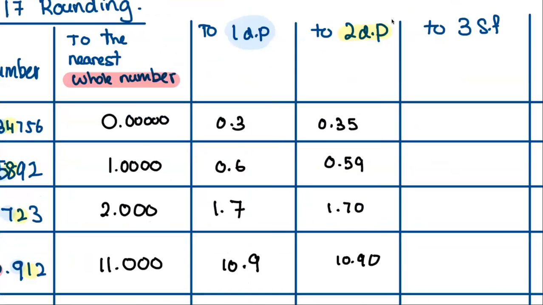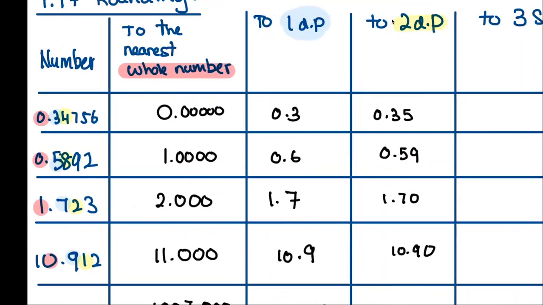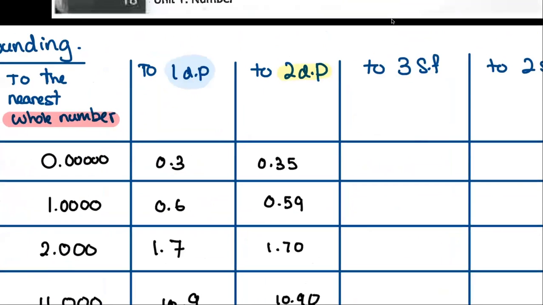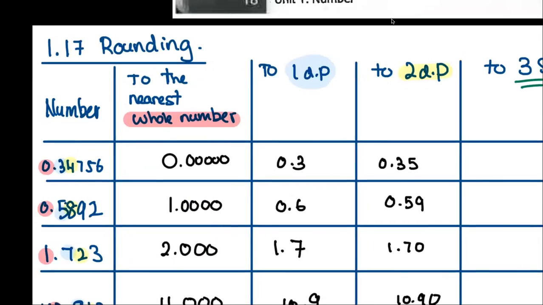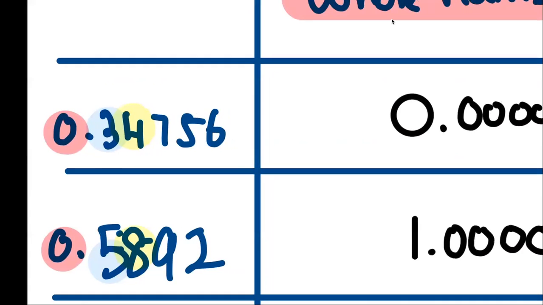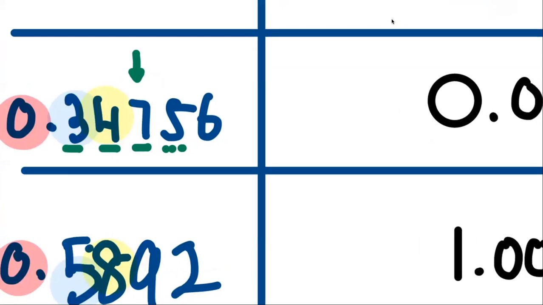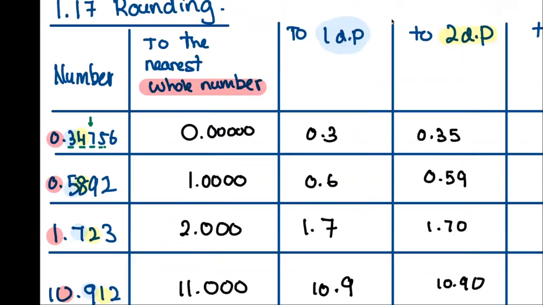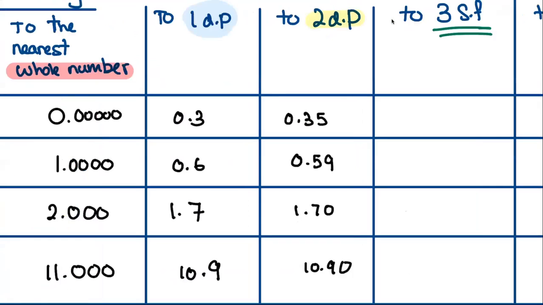Okay, the last is 3 significant figures. So this is the tricky one. I'm not going to use the highlighter anymore. I'm going to use green color here, because significant figures change as we go along. So for 3 significant figures, find the one with the largest value and start counting. 1, 2, 3. So this is the number that we're looking at. And we have to look at the number on its right. So 5 or more, so we're going to increase it to 0.348.